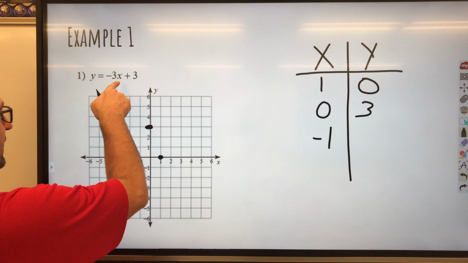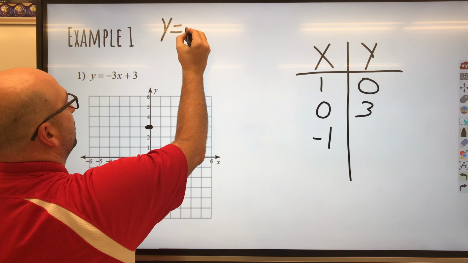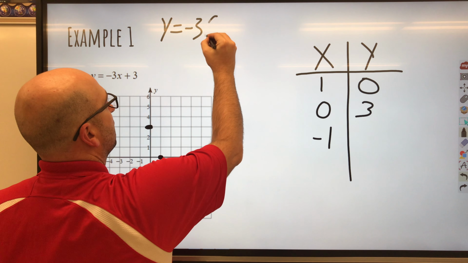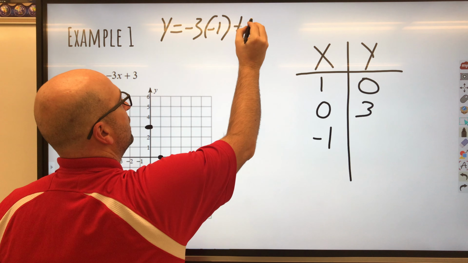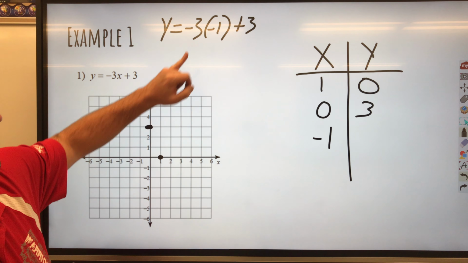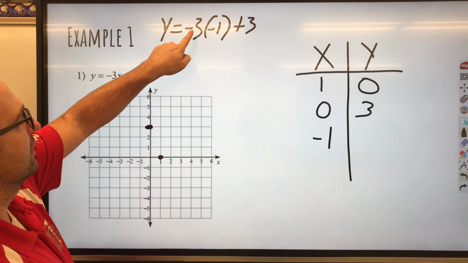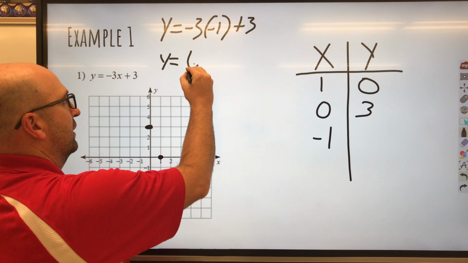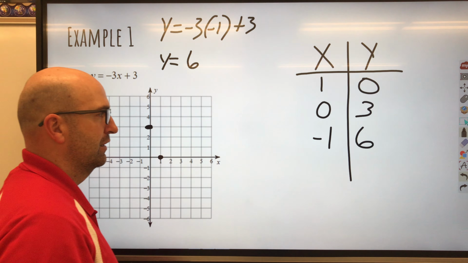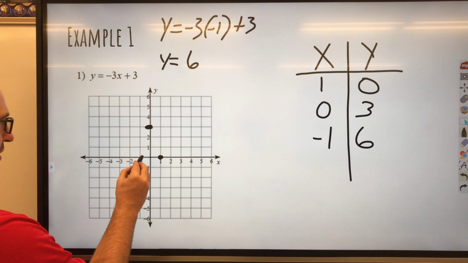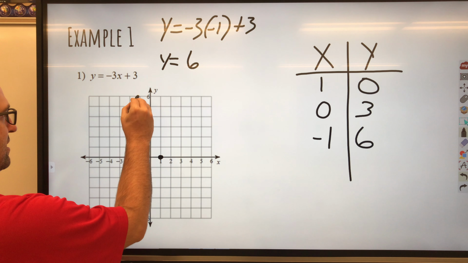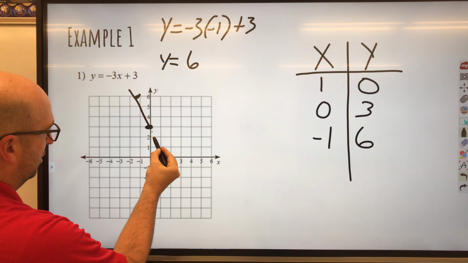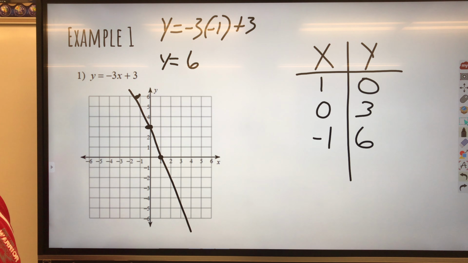-1. So let's plug it in for x. Y equals -3, well, instead of x, we're putting this -1. So -3 times -1 plus 3. Y equals, well, -3 times -1 is a positive 3. 3 plus 3 is 6. So now I'm ready to plot my third point. -1 and then 6. And we can draw our line.